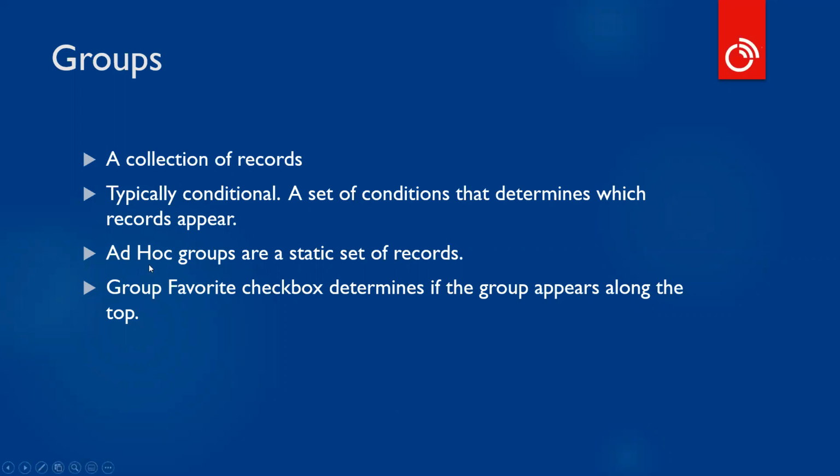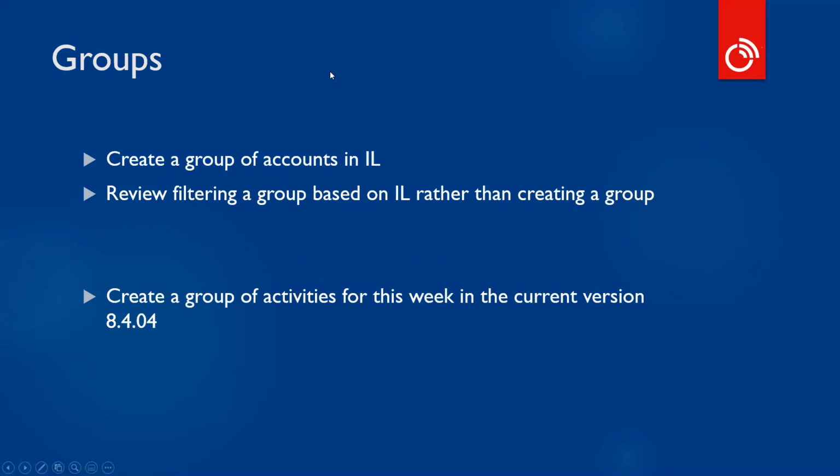And we'll take a look at the group favorites checkbox, which was introduced somewhat recently. I can't remember exactly when, but it helps you organize what groups show up along the top in your system. And we'll also look at just creating a quick group to show differences in creating a group and also using filters. And then we'll show a feature that's come out in this most current update of Infor, where you can more easily create something like a show me a list of my activities for the week.